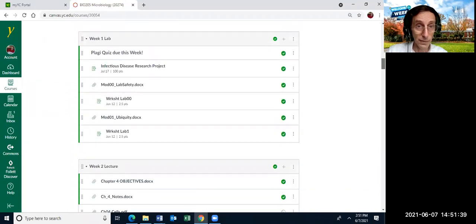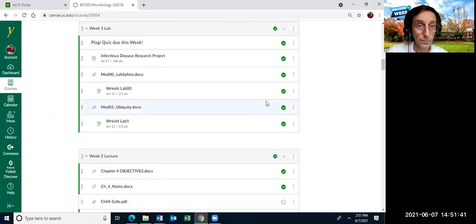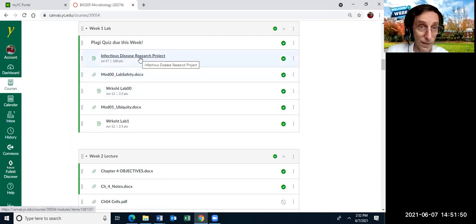So we scroll down to the lab. There's the worksheet for Lab 00. There's the Lab 00. And there you need to read about the infectious disease project. These will be done on Wednesday. Okay?